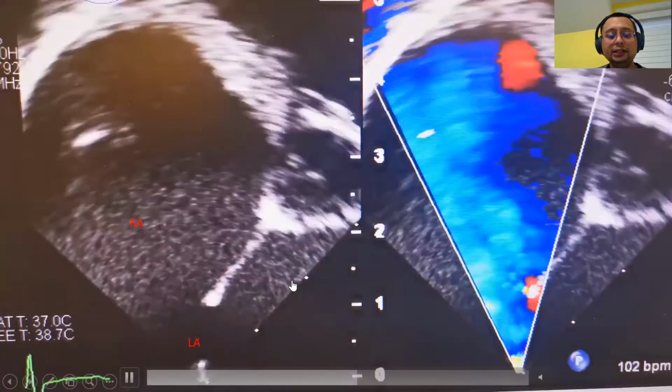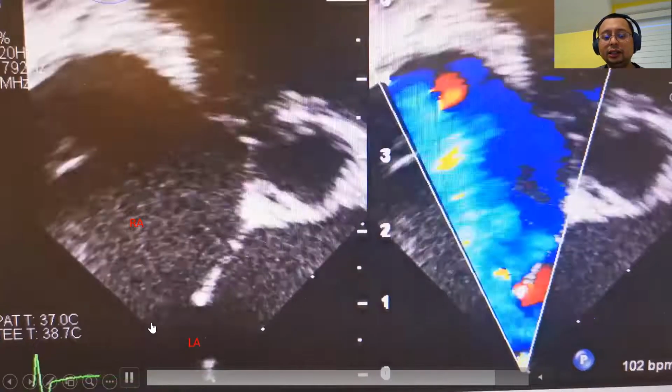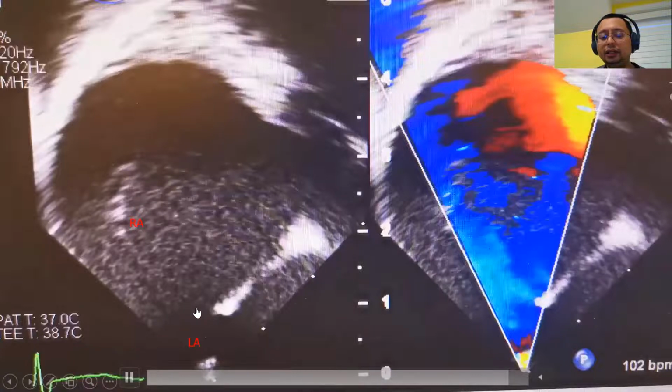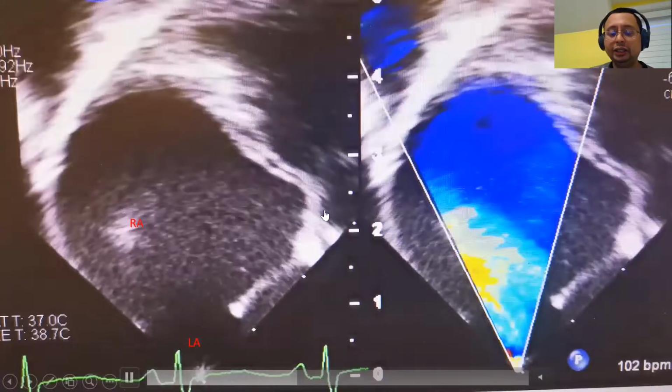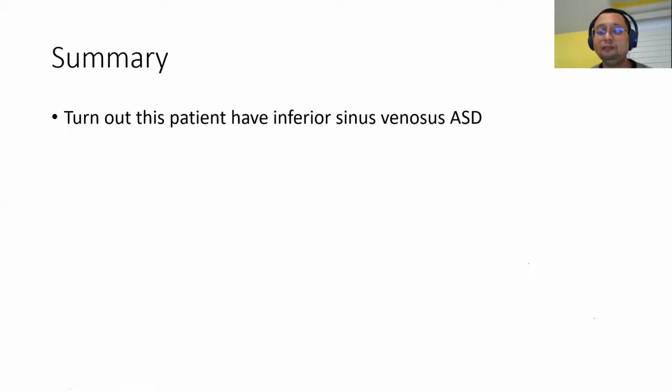You look at a different view here. Again, this is the SVC, going down towards here is the IVC. That is the deficiency here between the left atrium and the right atrium. So in summary, it turned out this patient has inferior sinus venosus ASD.